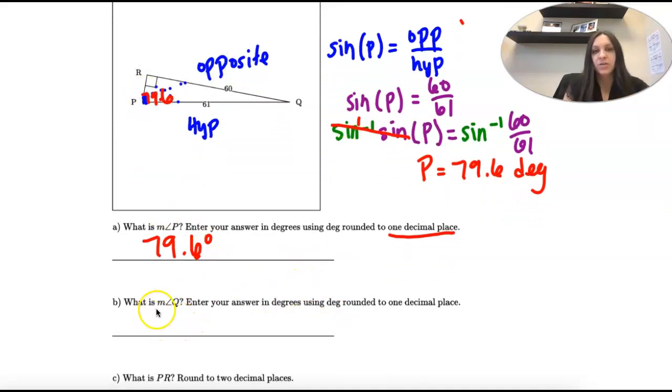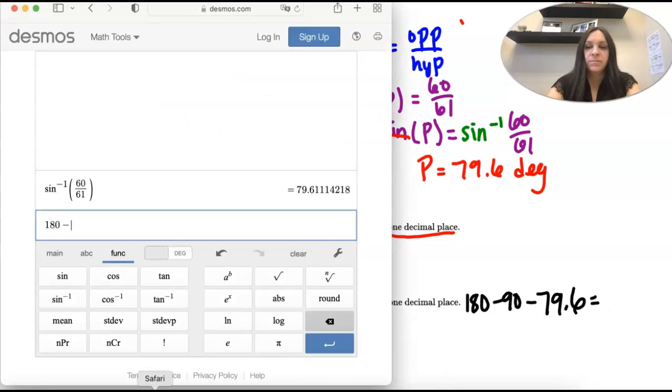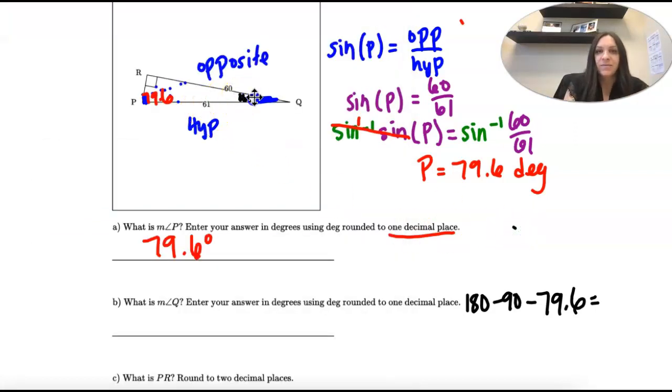And the next question is, what's angle Q? So you can do trig again if you really want, or you know that all 3 angles add to 180. So I already know there's a 90-degree angle, and I already know that there's a 79.6-degree angle. So the remaining angle will be 10.4. Tiny, tiny angle. Right here. And again, don't forget, when you're typing it in, you're going to actually type DEG, and then the little degree symbol is going to pop up.